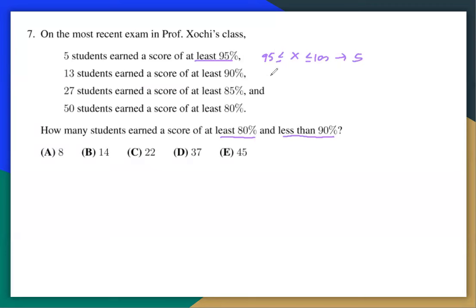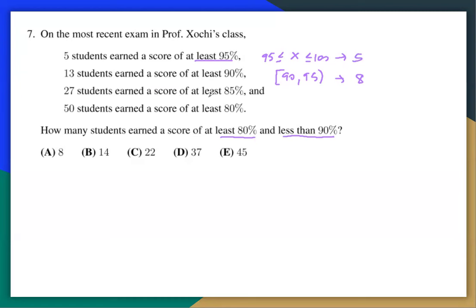So the number of people who had a score that is at least 90%, which means 90 to, maybe I should use interval notation, 90 to 95. So 95 is not inclusive. So this number is going to be 13 minus 5, which is 8, because we already have 5 people who actually got over 95 or equal to 95. So that would be 8 people in this range.